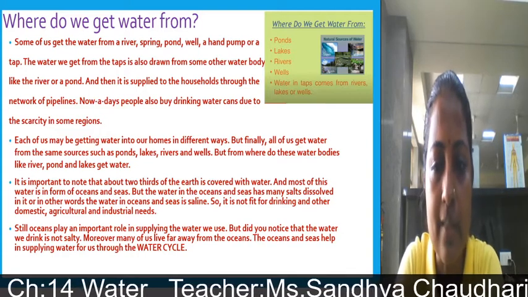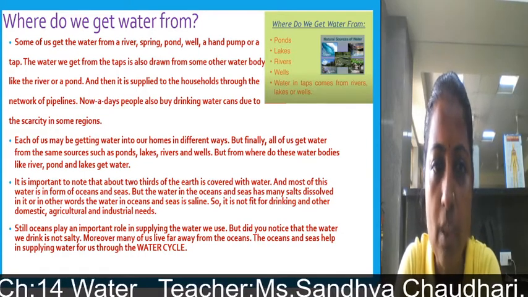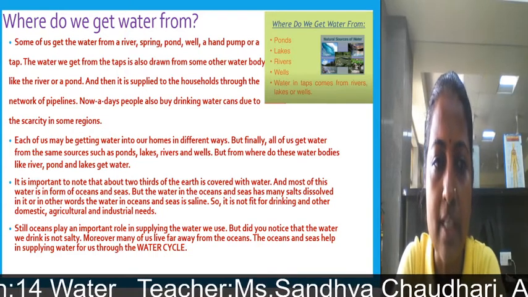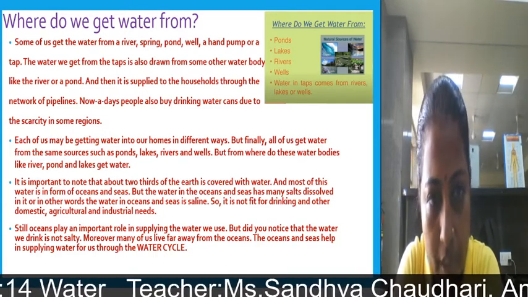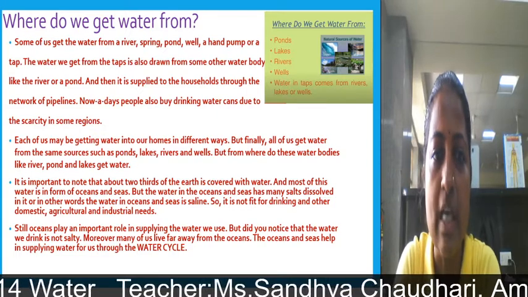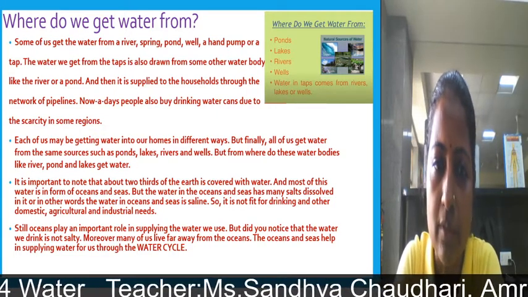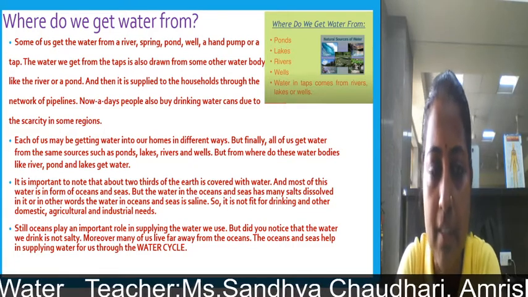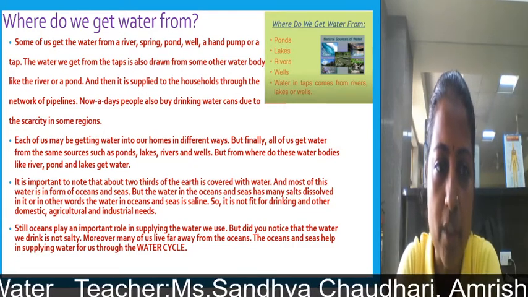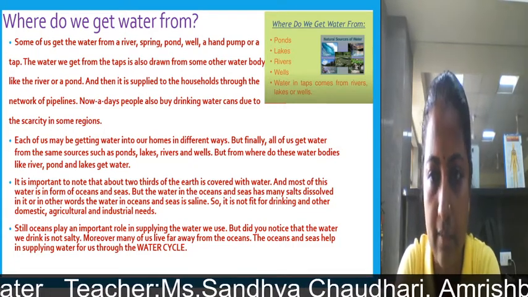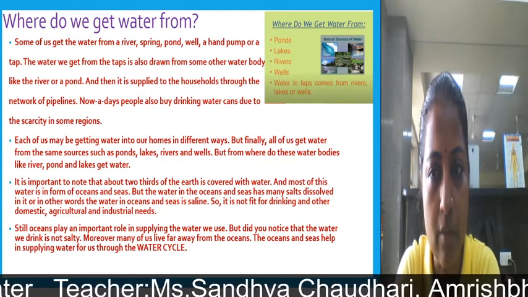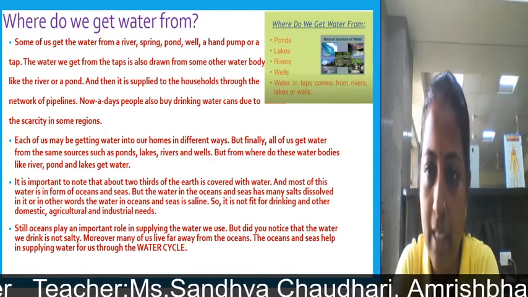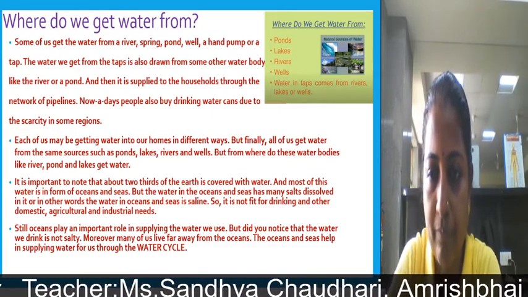But still the ocean plays a very important role in supplying the water we use. But did you notice that the water we drink is not salty? Moreover, many of us live far away from the oceans, and the oceans and the seas help in supplying water for us through the water cycle. They are not directly supplying the water, but through the water cycle they are supplying us water. So we will see that in the next video.